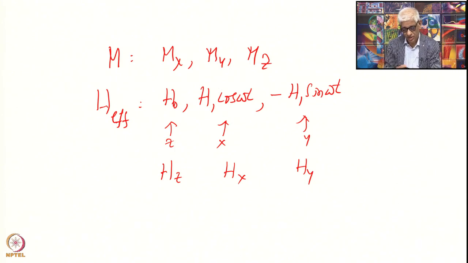So, Bloch wrote a set of equations to describe the motion of the magnetization vector in the presence of such an H effective. So, I will write those equations here directly, and of course, we also considered the relaxation phenomena.